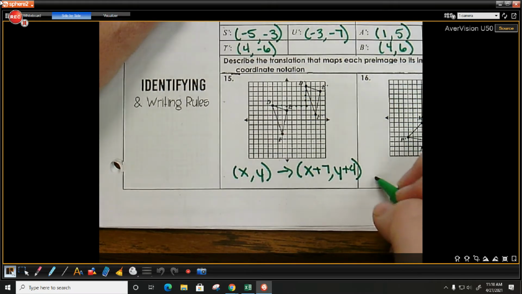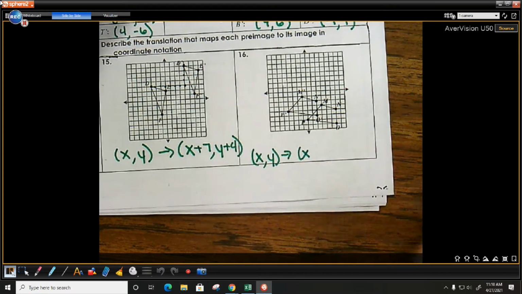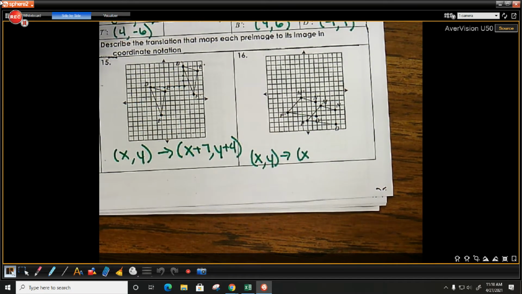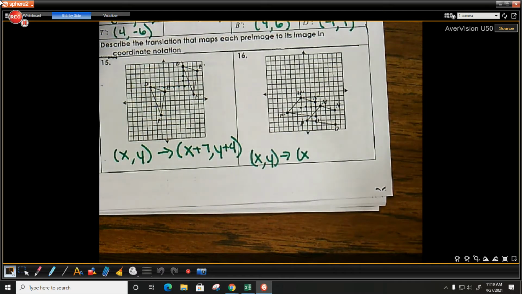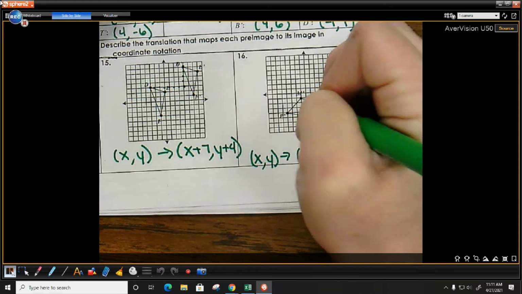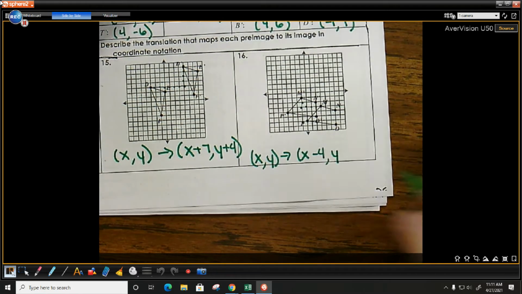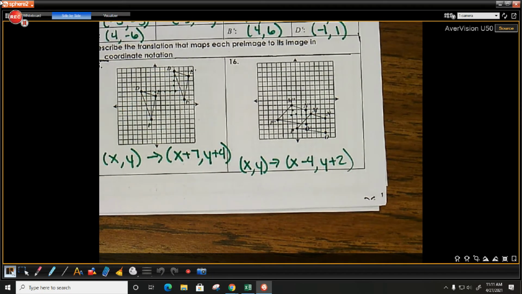Okay, same for this one. X comma Y becomes X. Okay, make sure we're starting at the right image. Which point do y'all want to use? M. Okay, so 1, 2, 3, 4 to the left, meaning I subtract 4. And then Y, I go up 2, so plus 2. Are we good with writing the rules? Okay. Are we good with translations?